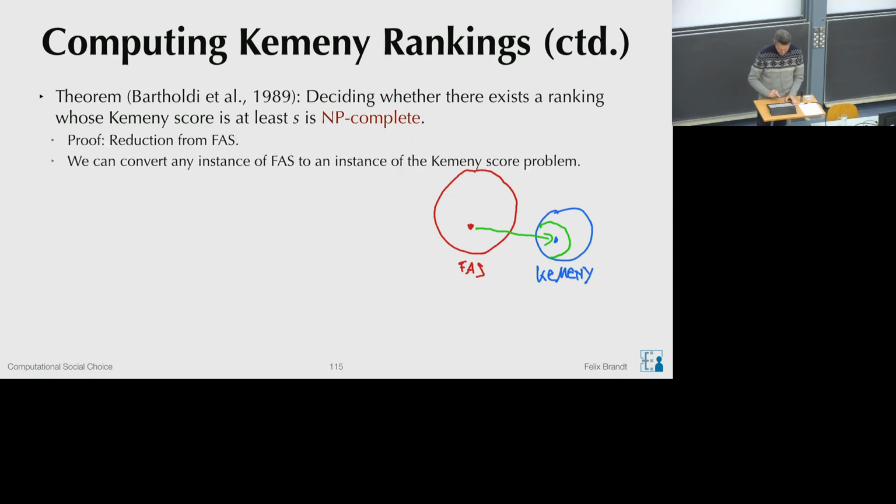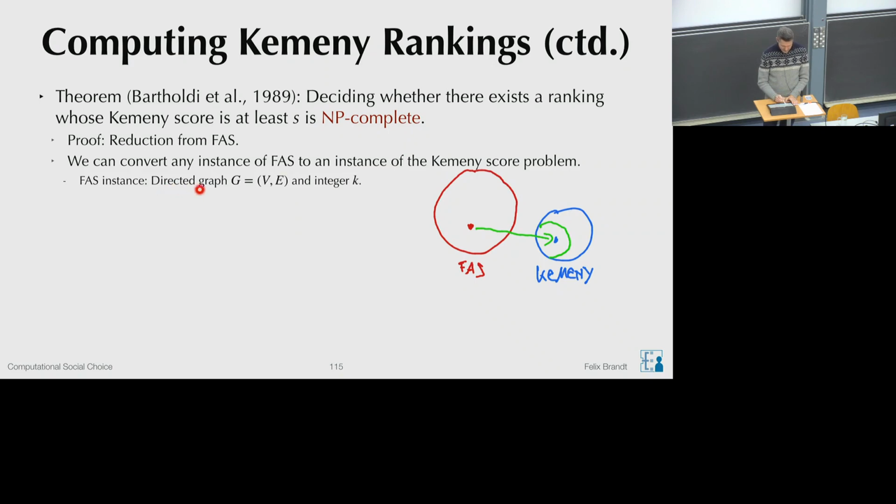OK, so now I think by now, since these problems are so similar, that's why I'm saying that the reduction is not particularly difficult. But I think it's a very nice lesson in order to refresh your memories about reductions, because for this simple example, it clearly shows how one instance can be translated to another instance. So we take an instance of feedback arc set and convert it to an instance of the Kemeny score problem.